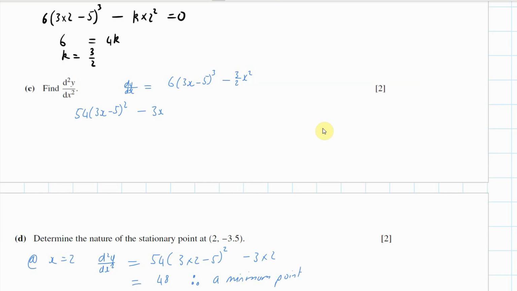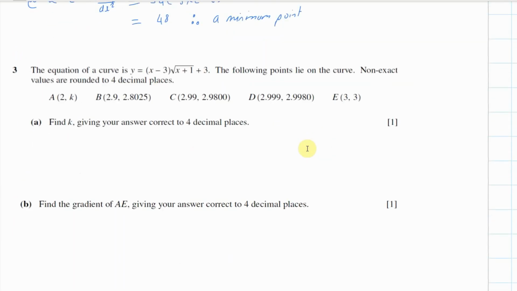And what else have we got? Oh, this is an interesting one. I've got an equation of a curve, and we've got points lying on the curve, and we've got some non-exact values rounded to 4 decimal places. Find k. Well, what we can do is we can plug in 2 into the equation to find our k value, which is a y value.